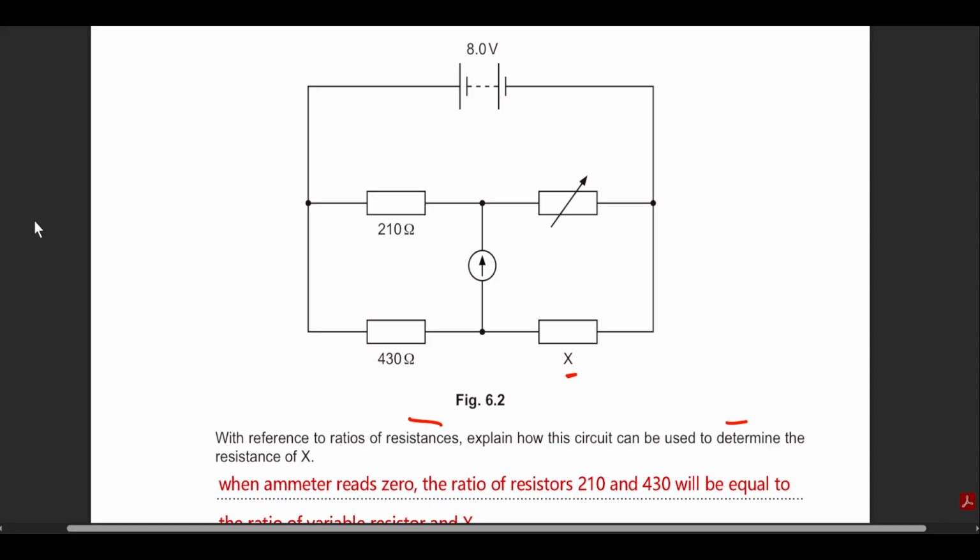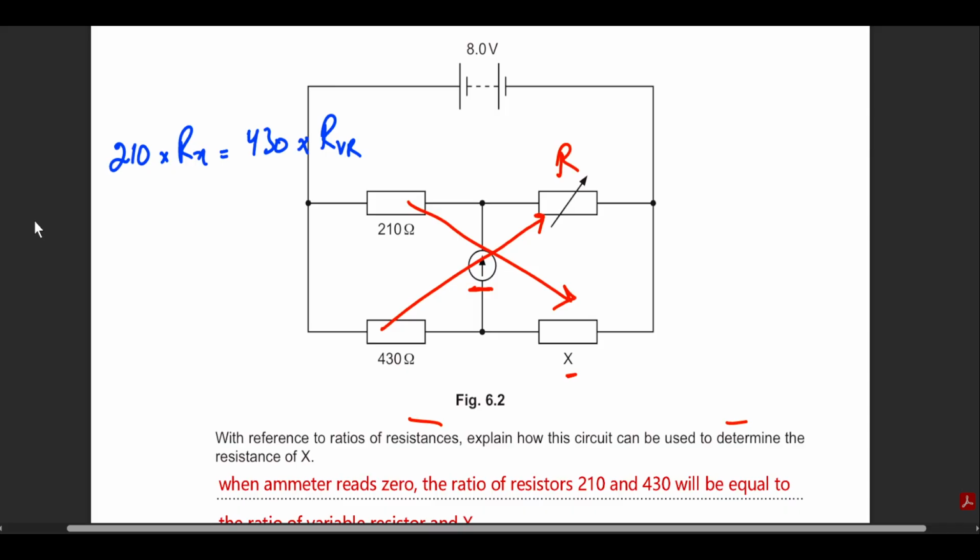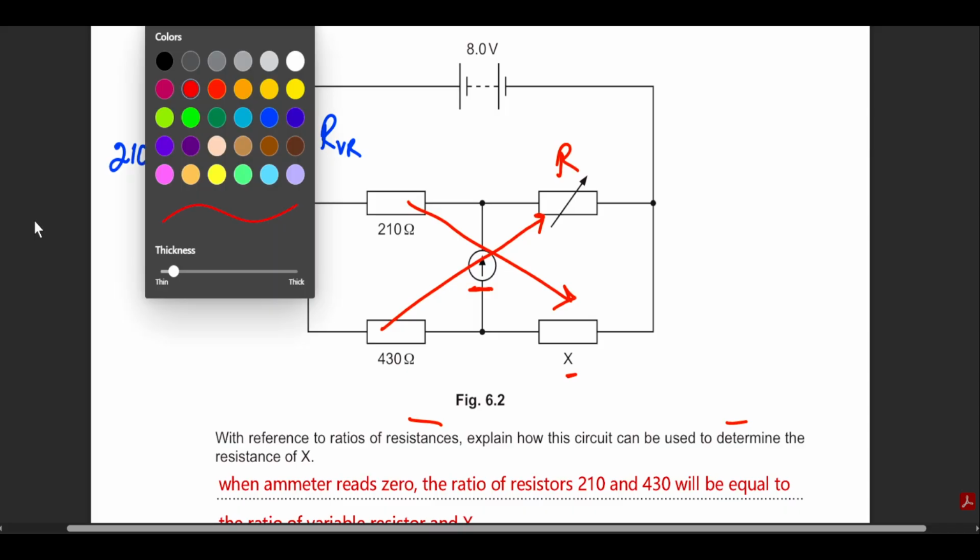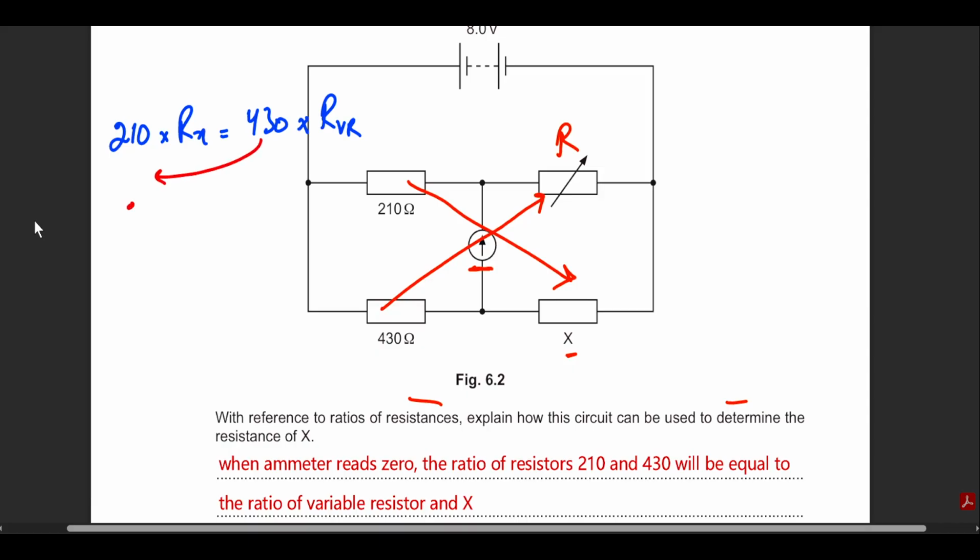So it goes something like this: if this ammeter or voltmeter reads 0, that means the branches are balanced, which means that 210 multiplied by X should equal 430 multiplied by the variable resistor. So 210 multiplied by the resistance of X equals 430 multiplied by the resistance of the variable resistor. Now, if you go to the marking scheme, he's going to talk to you about the ratios. He's going to say that the ratio of 210 to 430 is equal to the ratio of the variable resistor to the component X, which is not wrong, by the way.